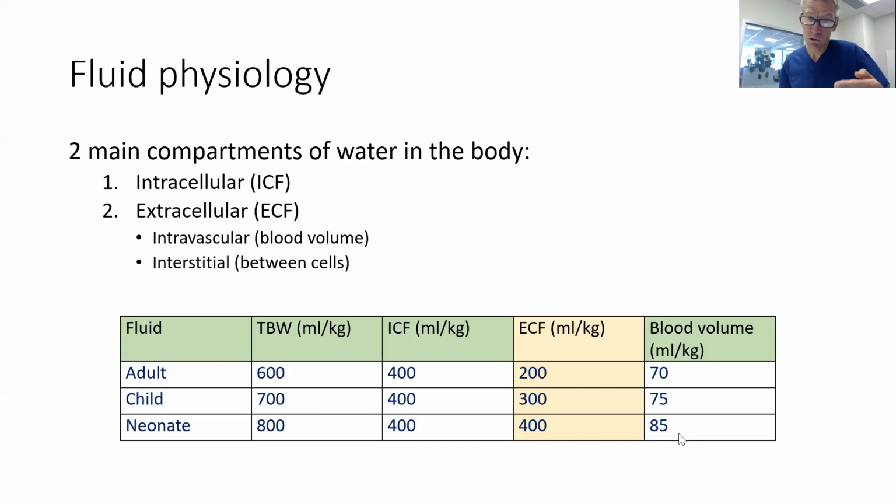The blood volume is also higher as a relative proportion of body weight in a neonate and in a child than it is in an adult. What that means is that newborn babies or young children, infants, will be more susceptible to blood loss as a proportion of body weight than adults would be. They also have good mechanisms to compensate for that, but that's another talk.